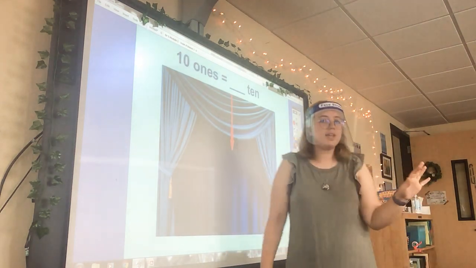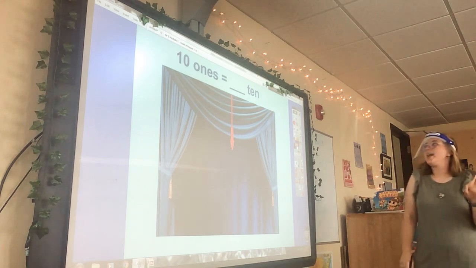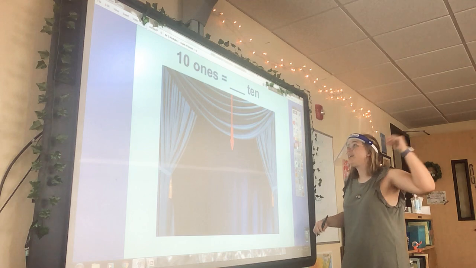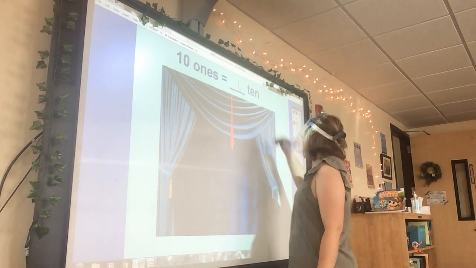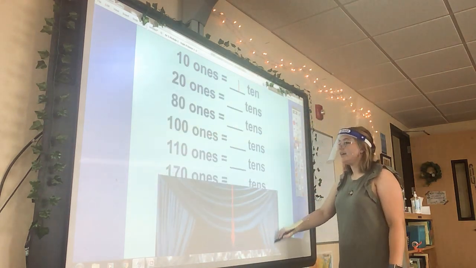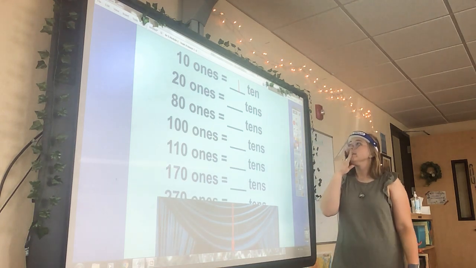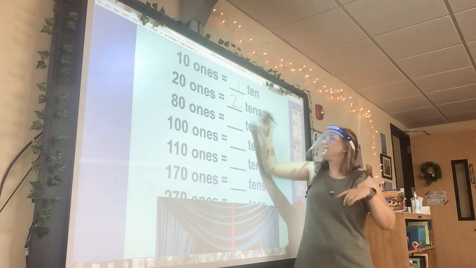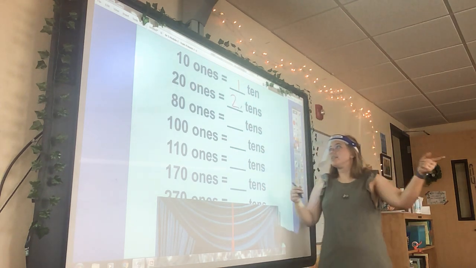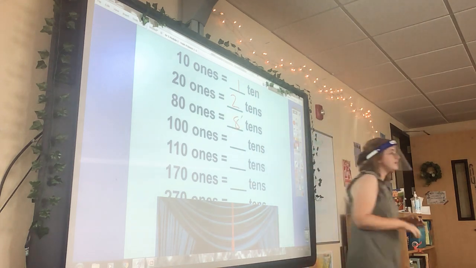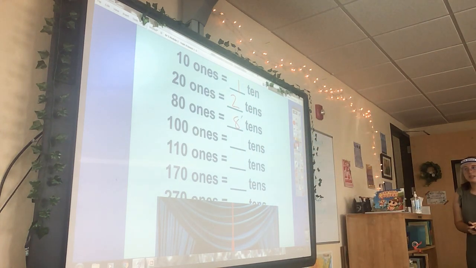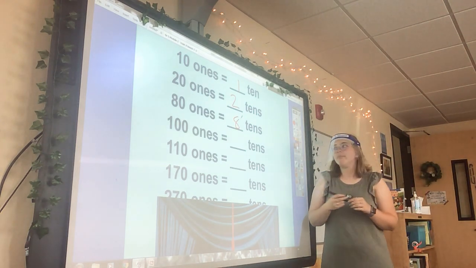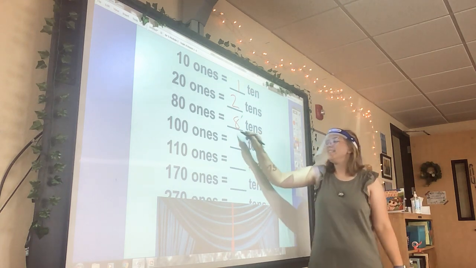Don't say it yet. Look at what 10 ones is equal to. 10 ones is equal to something. When I snap my fingers, tell me. Go. 1 ten. Beautiful. 20 equals blank. 2 tens. Good. 80 equals 8 tens. Okay, pause. 100, think about it. Ready, go. 10 tens. Nice.